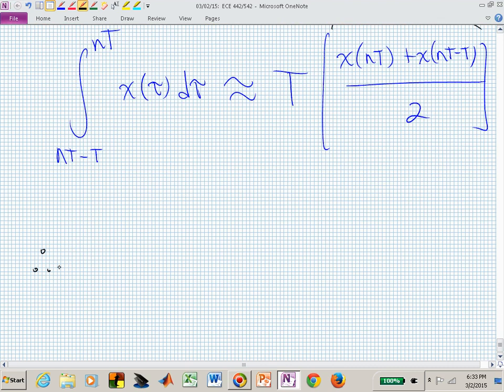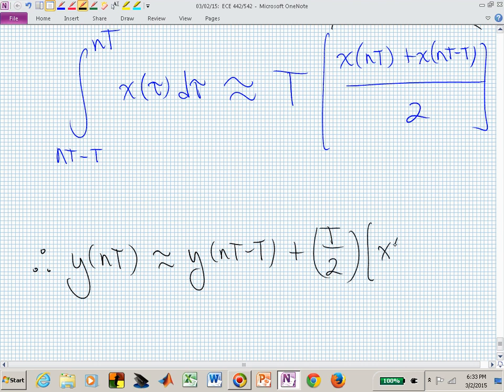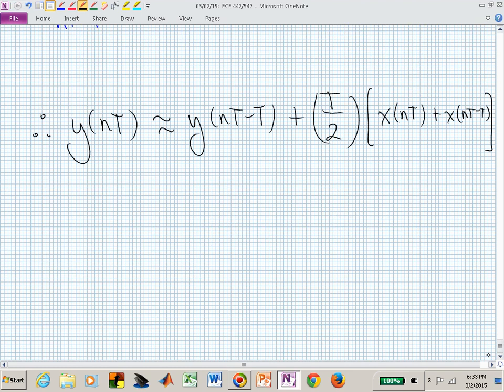But now what do we have? We have now our difference equation: y of nT is approximately y of nT minus T. We're now replacing that integral, we're approximating it with this capital T over 2 times x of nT plus x of nT minus T. What are we going to do? We're going to go into the frequency domain again.